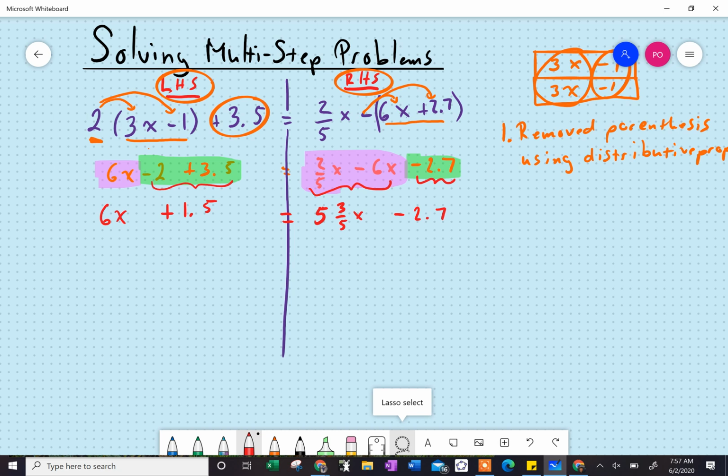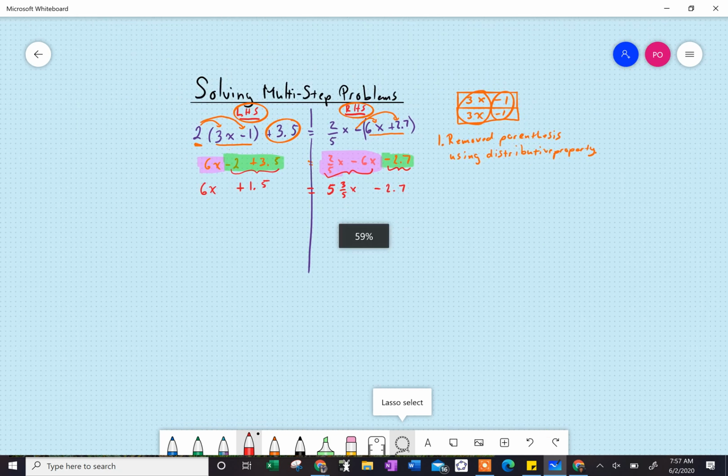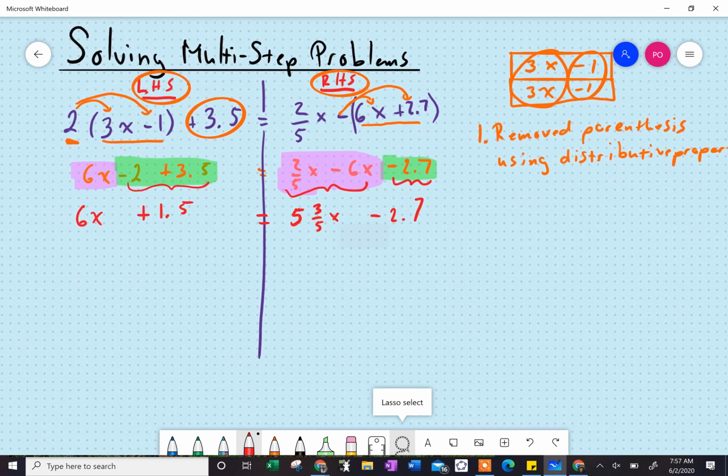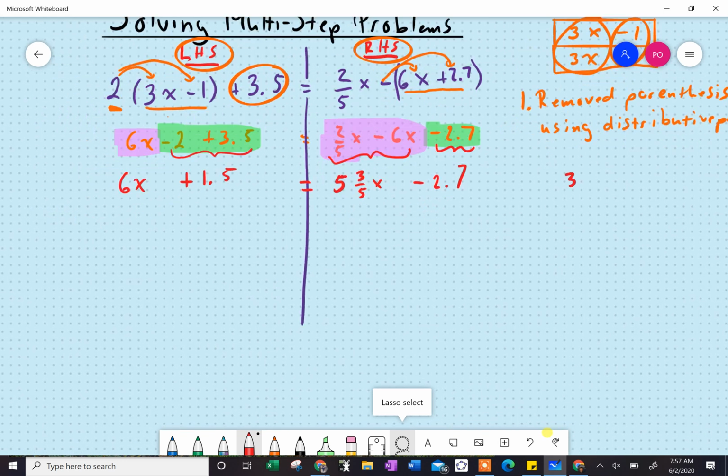I want to point out something. If you really wanted to, you could ask, what is 3/5 as a decimal? If you just typed in 3 divided by 5, you would get 6/10. So we could change 5 and 3/5 into 5 and 6/10. I'm not going to. I'm just going to leave it as is for now.